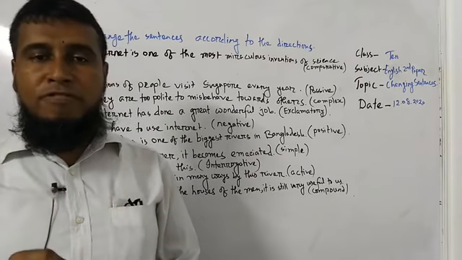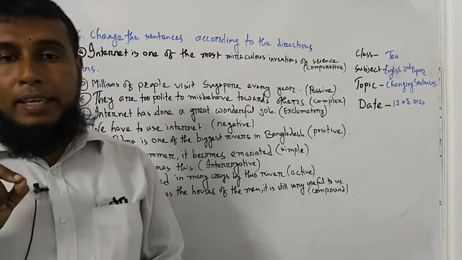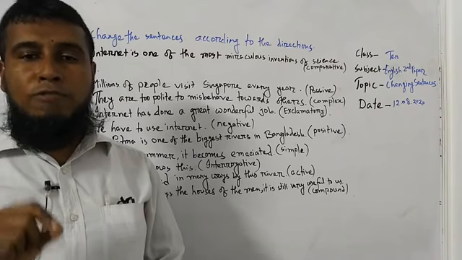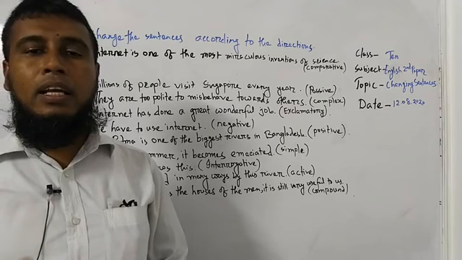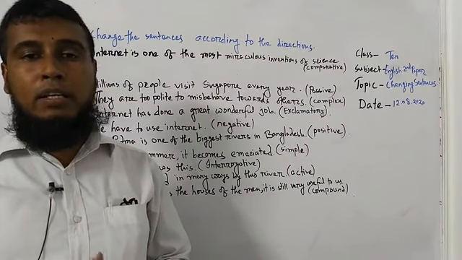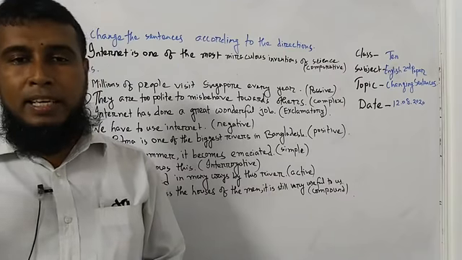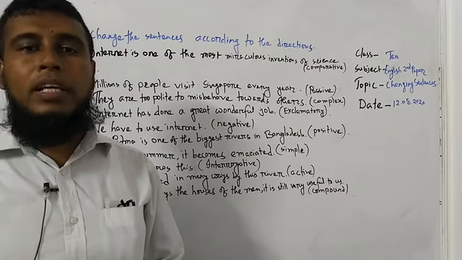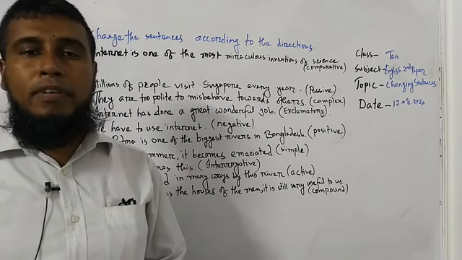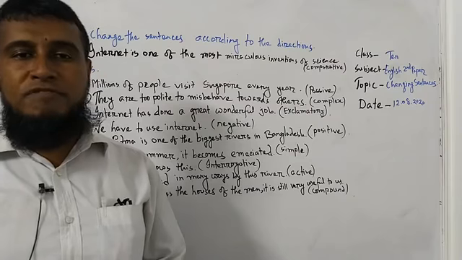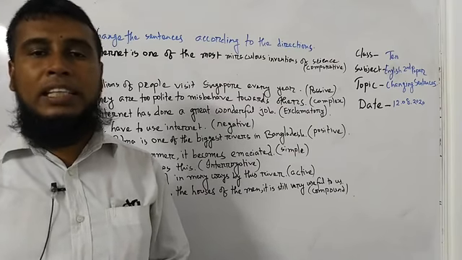And if you find in an affirmative sentence only for a thing, then you have to use nothing but there. For example, I have only a mobile set, and then what will be there? I have nothing but a mobile set. I have only few books. I have nothing but few books. In this way, I have only some toys. I have nothing but some toys.